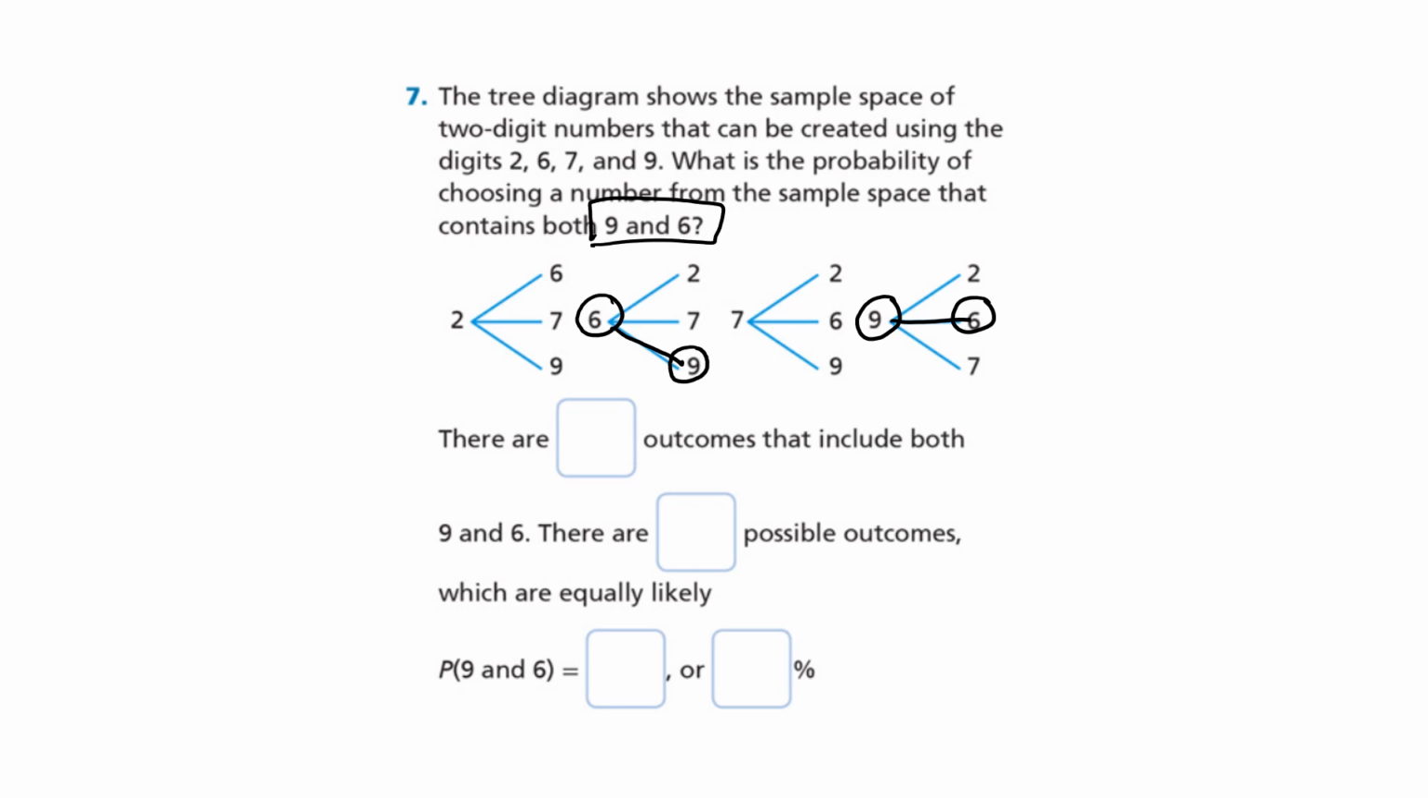So there are 2 outcomes that include both 9 and 6, and there are 12 total outcomes. We would set up our fraction as 2 divided by 12, which simplifies to 1/6. And then when we convert that into a percentage, we would end up with 16.7%.